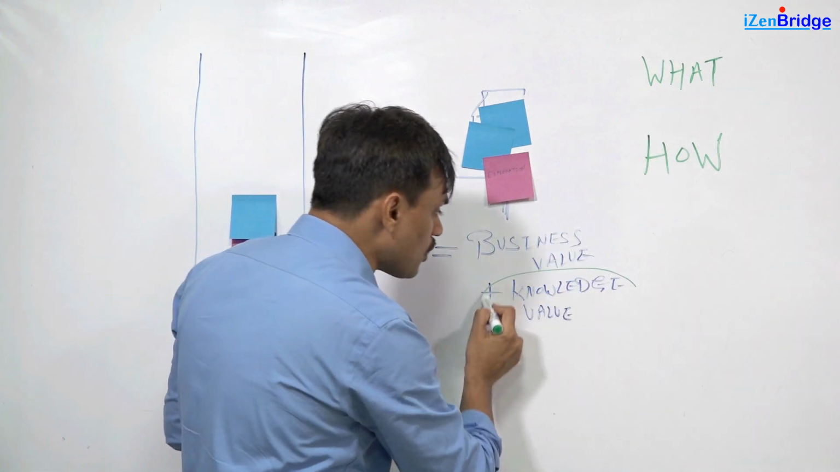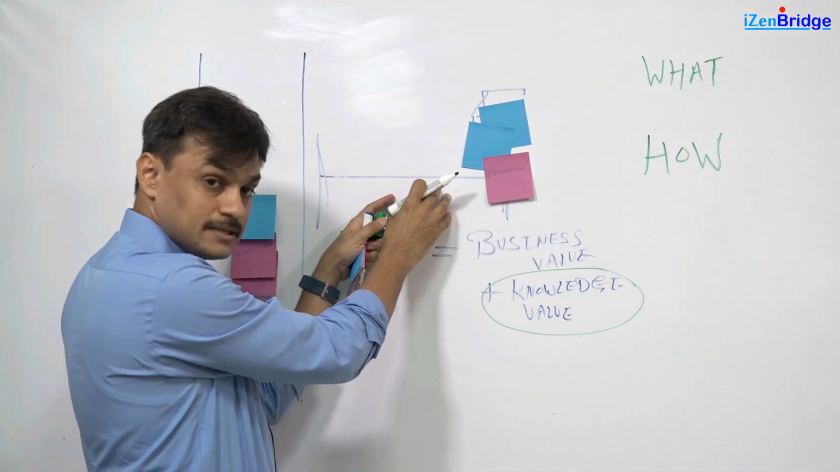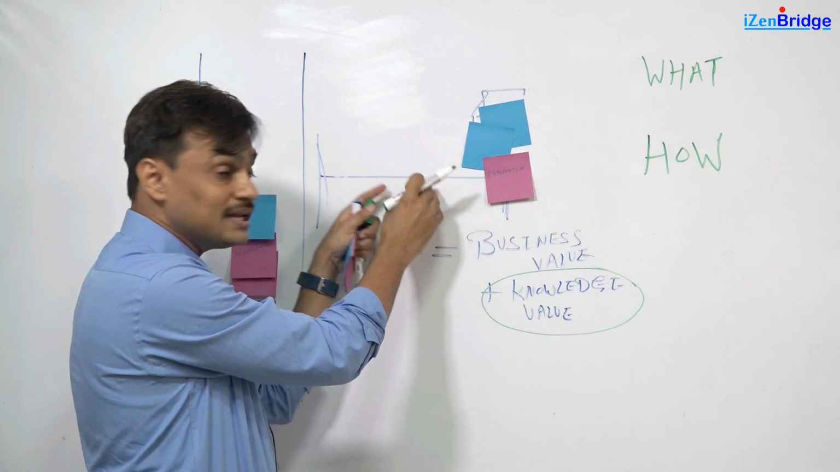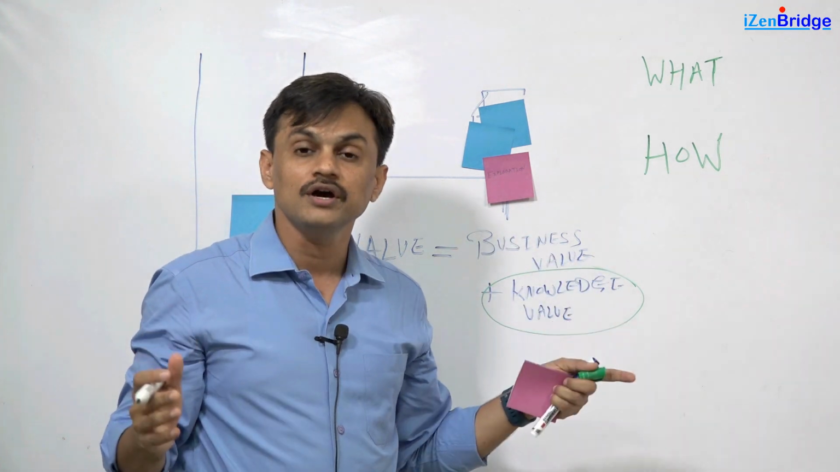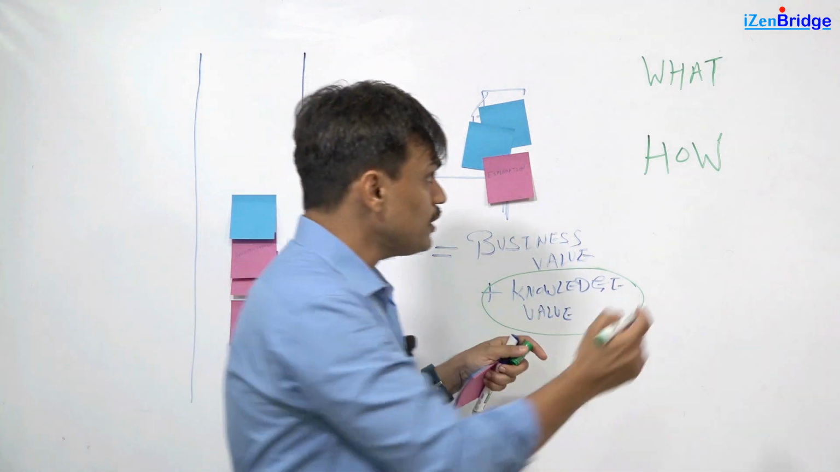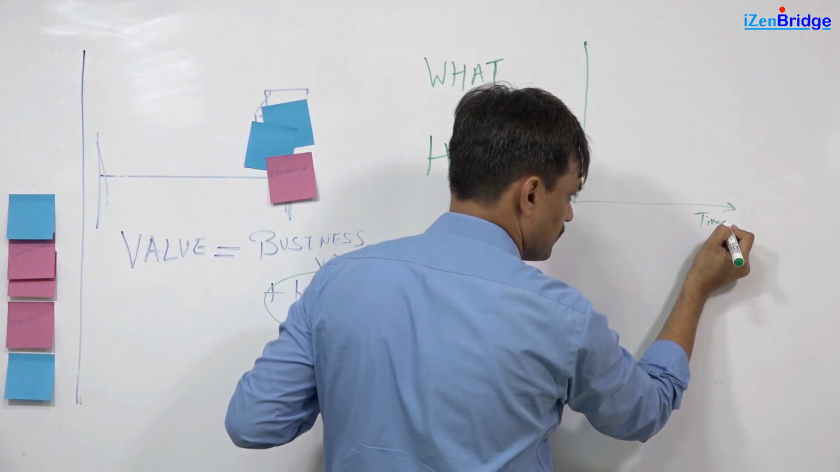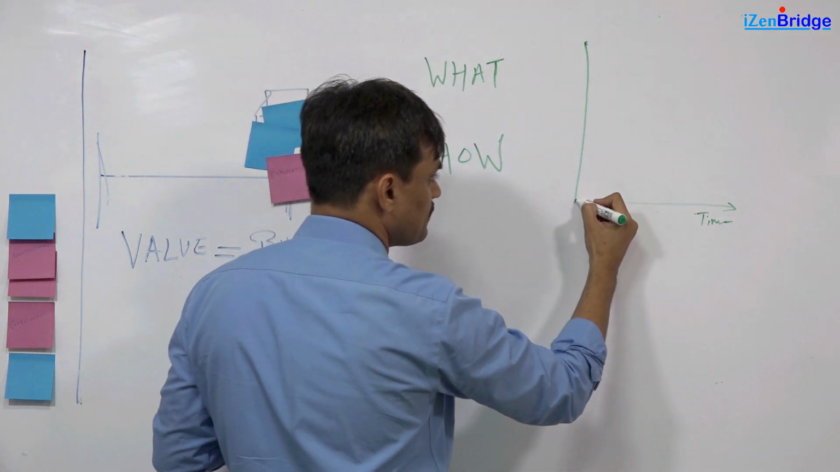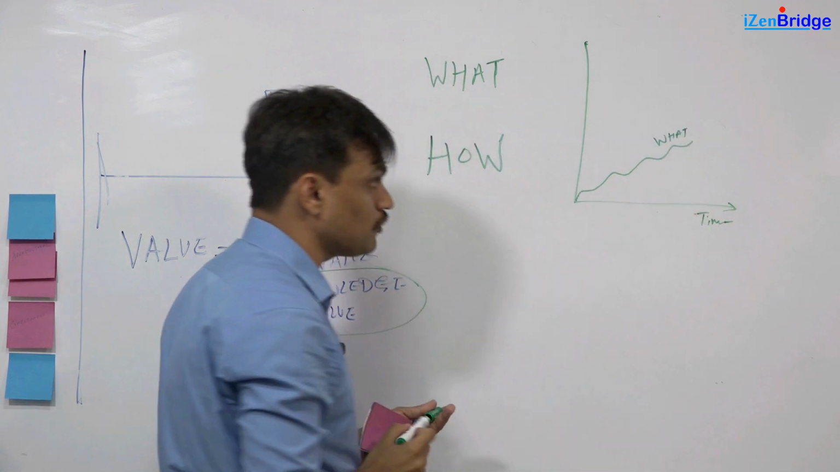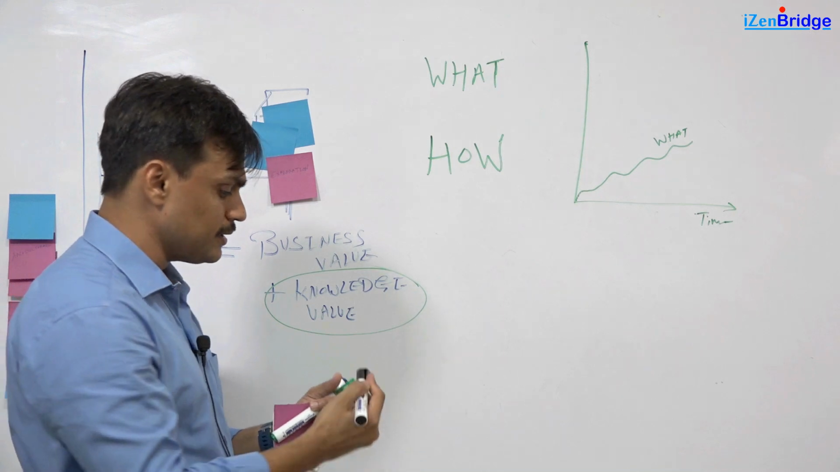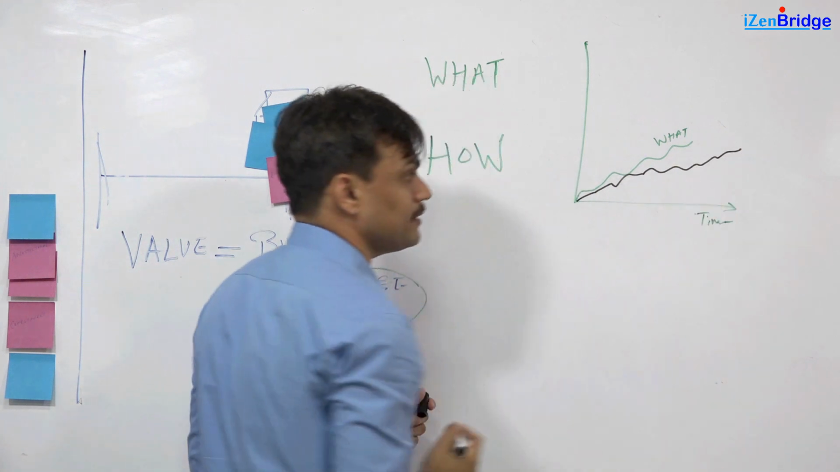So, in order to acquire knowledge value towards what and how, we also pick up some items which may not produce a business value in a given iteration, but it helps us in knowing more about what we are going to do next. So if I see a time dimension, say months, days, iterations, and if I am exploring my what, the what part of software development which I am doing, then my how part might be a little bit ahead in time.